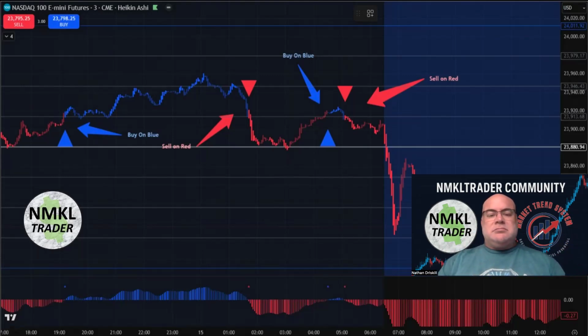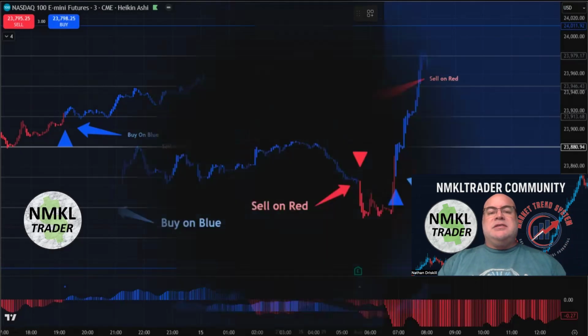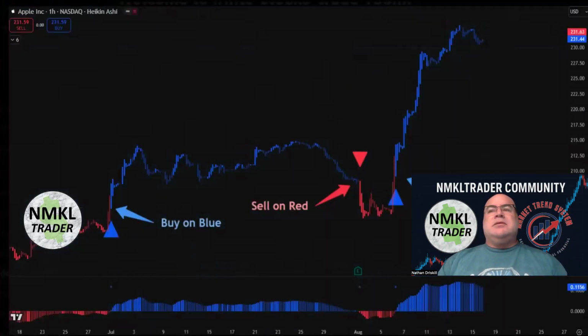What else? Well, here it is. Stocks. You can trade stocks using the market trend system. Here, we're using a 1 hour chart. I just wanted to illustrate. And you get in right here, and you can see that if you took profit somewhere in here, you're going to make money.